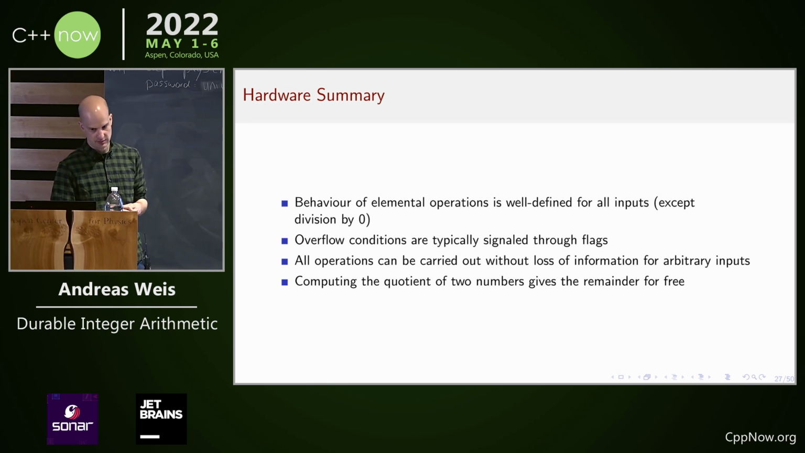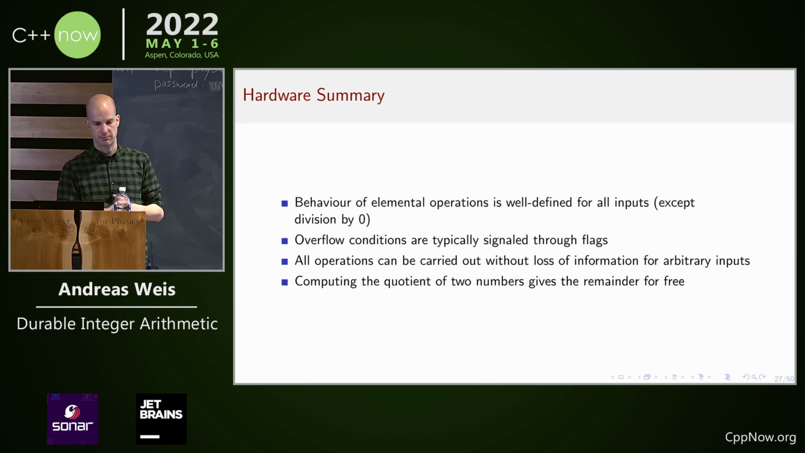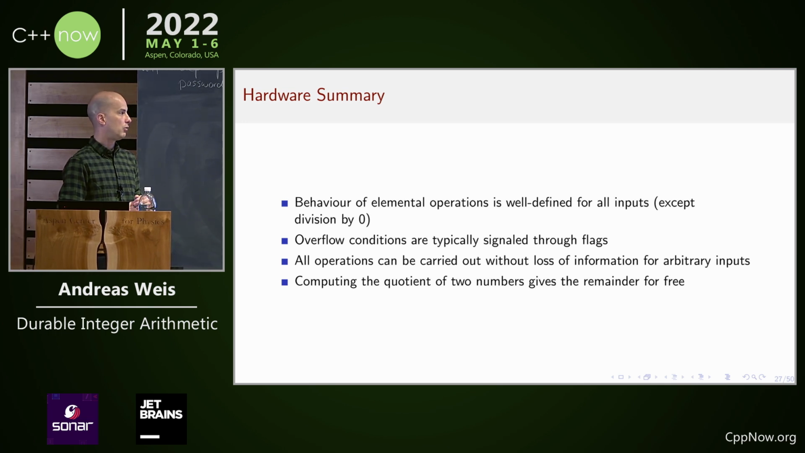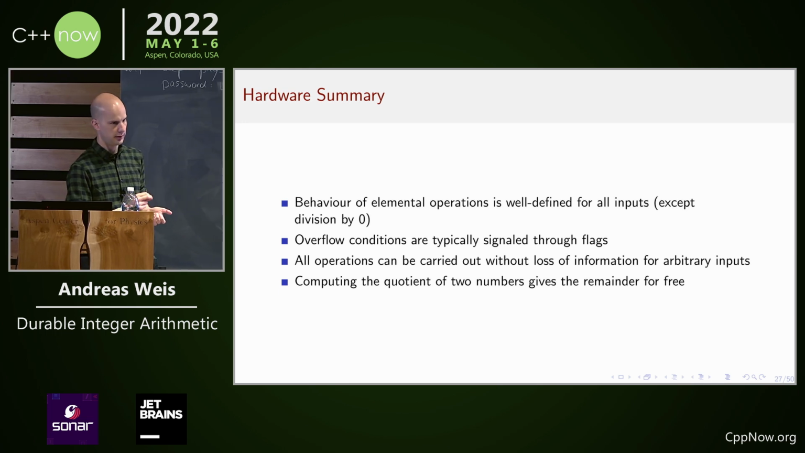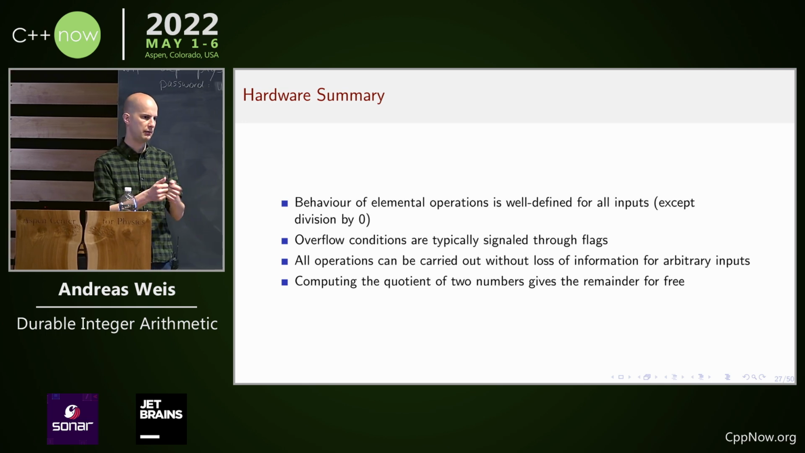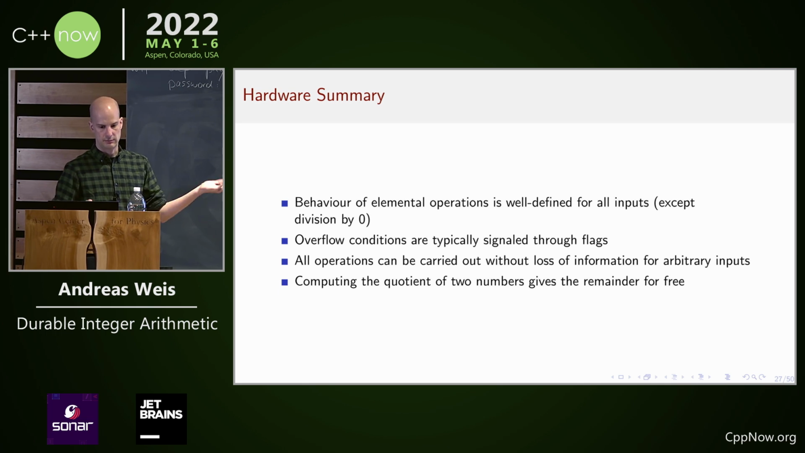There are some processors that signal it by other means, but they are really the exception. All operations can be carried out without loss of information for arbitrary inputs. For plus and minus, you look at the overflow flags, and for division and multiplication, your result has double the width of your inputs. And computing the quotient gives the remainder for free.